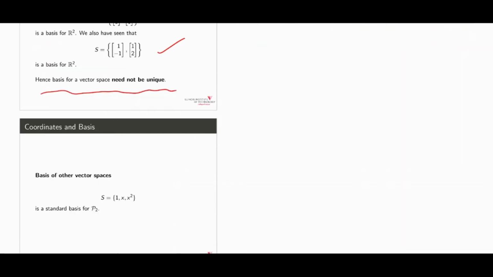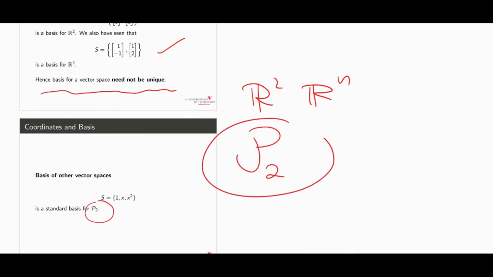All right, so now let's extend this concept of basis to other vector spaces. We are sick and tired of R2 and Rn, so now let's change it to another type of vector space. Let's say we are looking at polynomials of degree at most 2. Now, I claim that this is a standard basis for this vector space, okay?